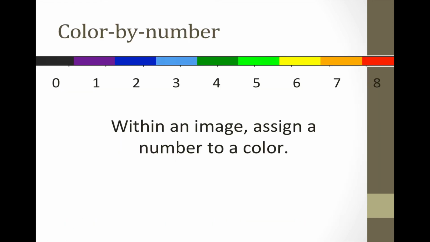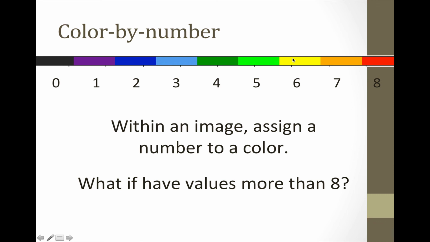So this is literally a color by numbers situation. Within an image, you can assign a number to a color. So if you have these 9 possible different values, you could color all the 1s purple, all the 2s blue, all the 3s light blue, and so on. But what do you do if you have values more than 8? We've talked a lot already about having buckets that can handle more than 256 drops of water. So what if you have numbers more than 8?